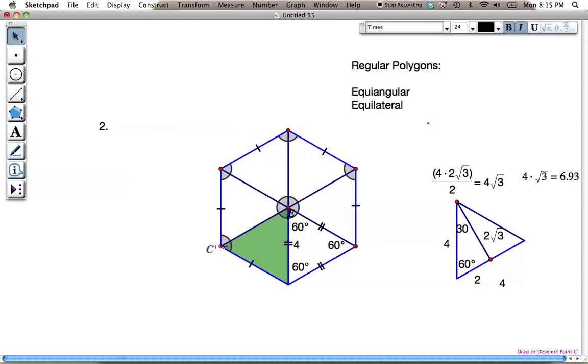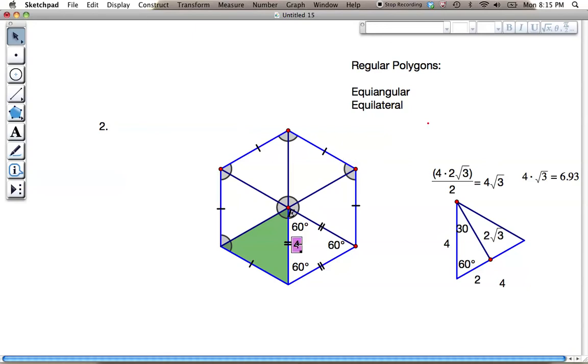It's important when thinking about these problems to understand what it means to be a regular polygon. Regular polygons are both equiangular and equilateral. Equiangular means each of the vertices creates an interior angle that is congruent with the other vertices. Equilateral means each side length is congruent. This is a six-sided regular polygon, and we call that a regular hexagon.